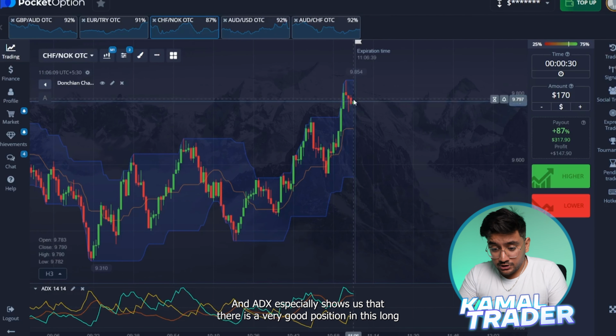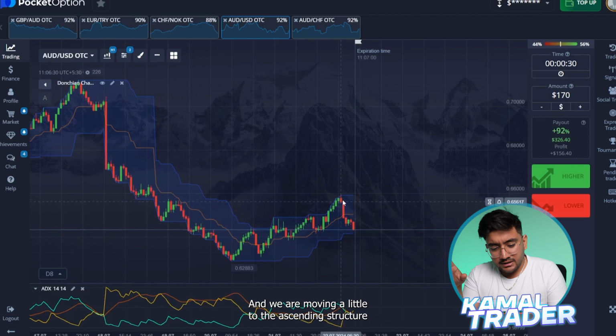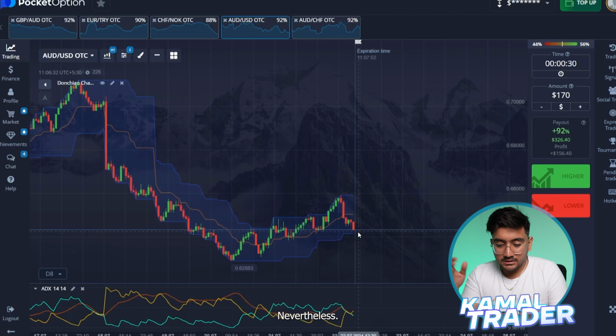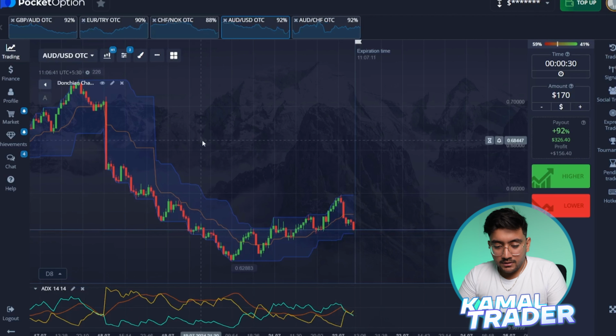And here we have the Australian dollar, and we'll now take a picture of the hour frame. Okay, and we can see we have a small price of the asset, and we are moving a little in the ascending structure with a small correction nevertheless. And according to our channels, there will most likely be a rebound, perhaps a small drop.